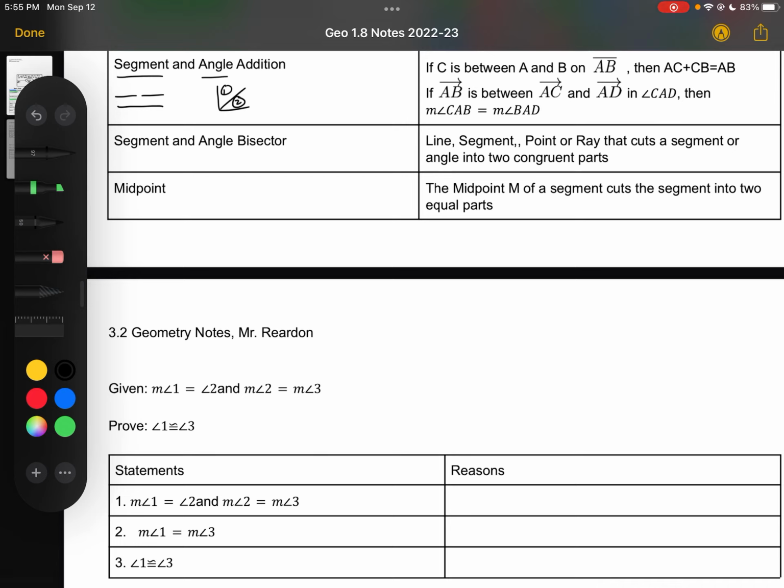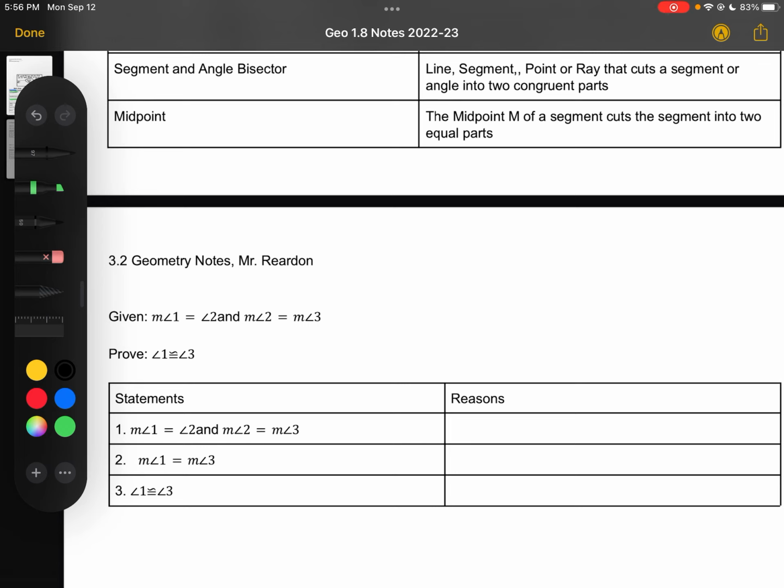So if C is between A and B, this is telling us that AC, so part 1, plus CB, part 2, is equal to all of AB, part 3. So we've actually done this in class quite a few times. All it's saying is you take the two little pieces and you add them up to the one big piece. The same thing goes for angles. So if you have one big angle, you can break it up into two pieces, and the same idea.